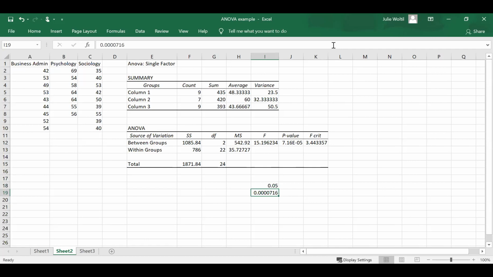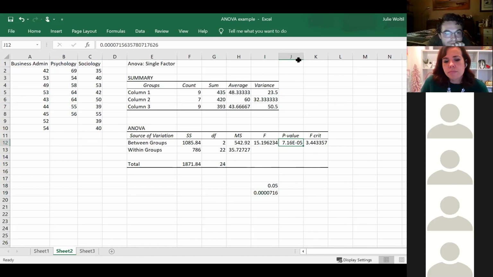Look at the p-value, 7.16. You 100% can. I'm explaining to you that the p-value, you got this because of the difference between these two. I'm giving you context for it because they're related.